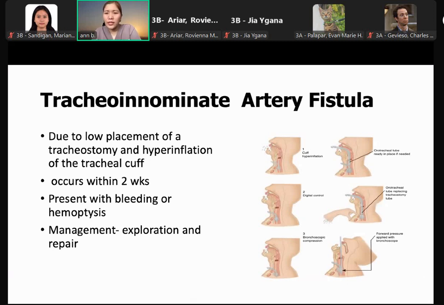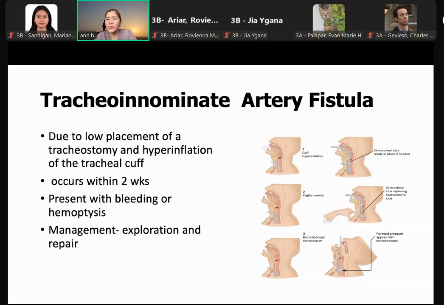We also have the tracheoinnominate artery fistula, which is most worrisome and morbid. When you have these patients, you need to go to the OR immediately to identify where the fistula is and where the bleeding comes from. It is due to the low placement of the tracheostomy and hyperinflation of the tracheal cuff that indurates the wall and affects the artery, causing the bleeding, usually within 2 weeks, and presenting with massive bleeding and hemoptysis.